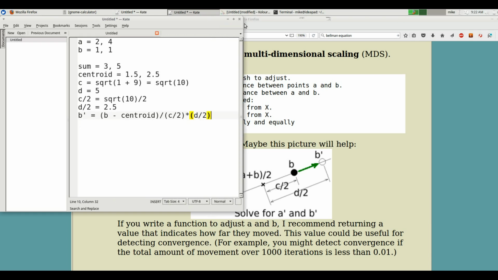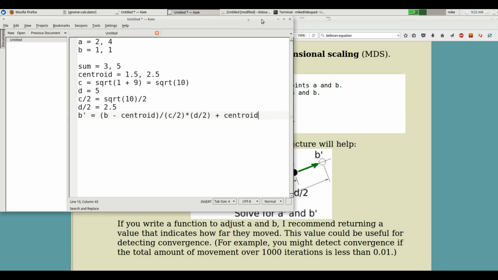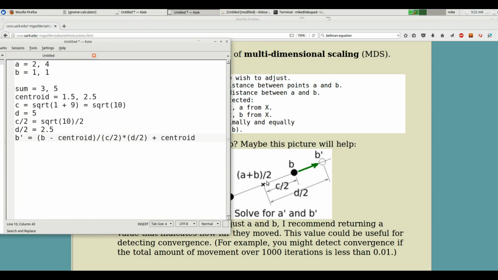So that first one is a subtraction. We just do it element-wise. The division, we're going to divide every element by that one number, and then multiply every element by that one number. And then when we're done, we have to add in the centroid again, right? So we've taken the difference between B and that centroid, divided out the old distance, multiplied in the new distance, added it back to the centroid, and now we have the new B prime. So there's a bunch of operations that have to be done on an element-wise basis, but that will result in a new vector.